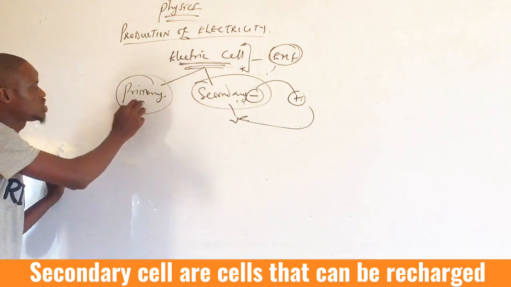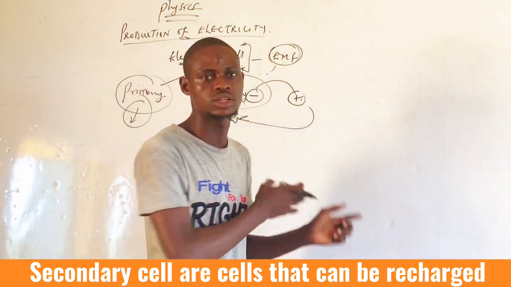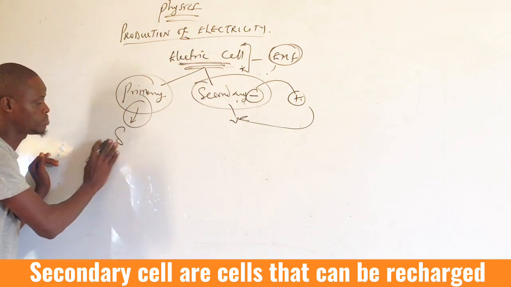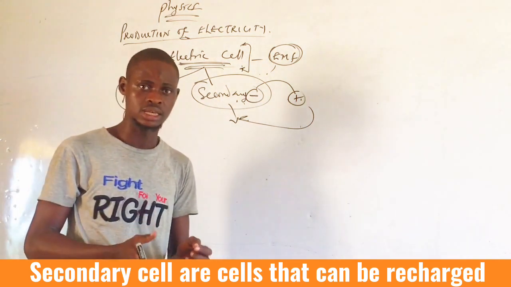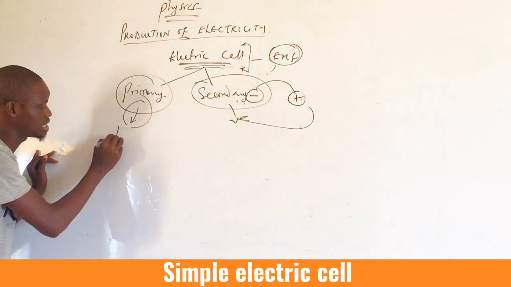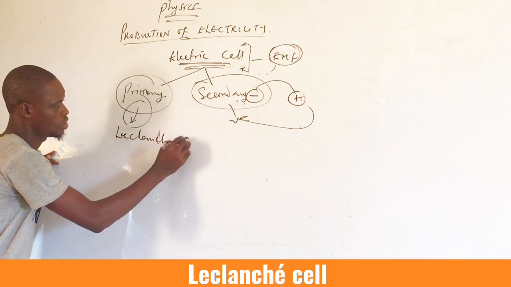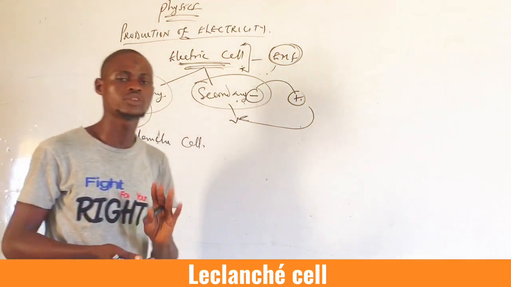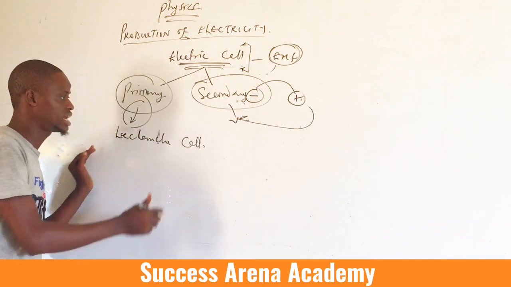Now, what are the major examples of primary cells that we have, and what should we be expecting in JAMB under primary cells? Number one, the major one is a simple electric cell, which is known as the Leclanché cell. The Leclanché cell is the simplest of the primary cells.